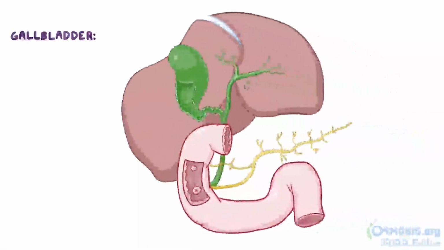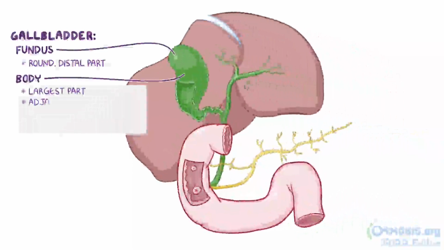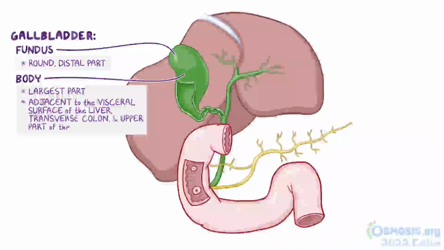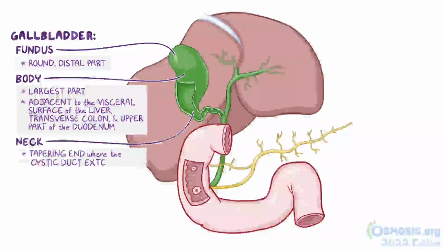The gallbladder has three parts: a rounded distal part called the fundus, the body, which is the largest part lying adjacent to the visceral surface of the liver, the transverse colon, and the upper part of the duodenum, and finally, the neck of the gallbladder, which is the tapering end where the cystic duct extends from.